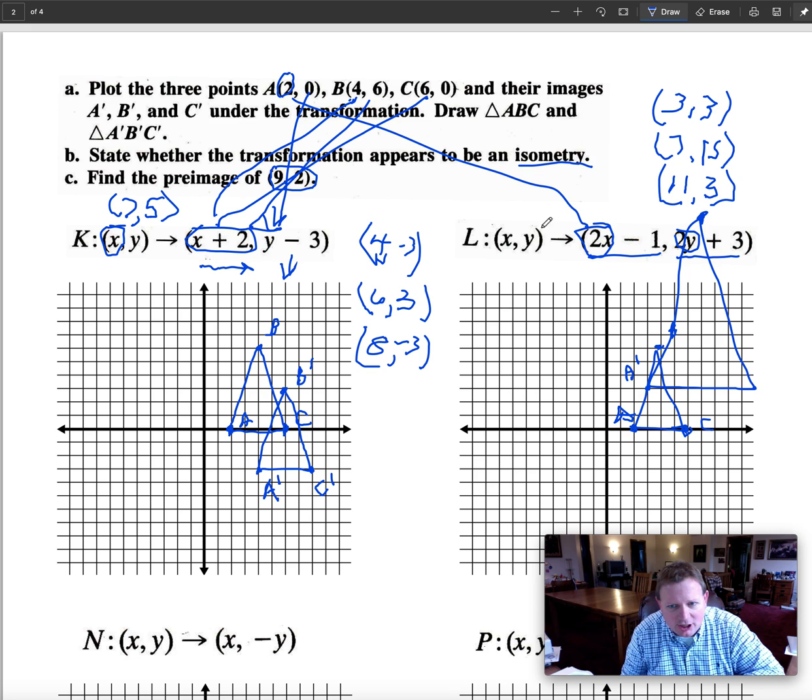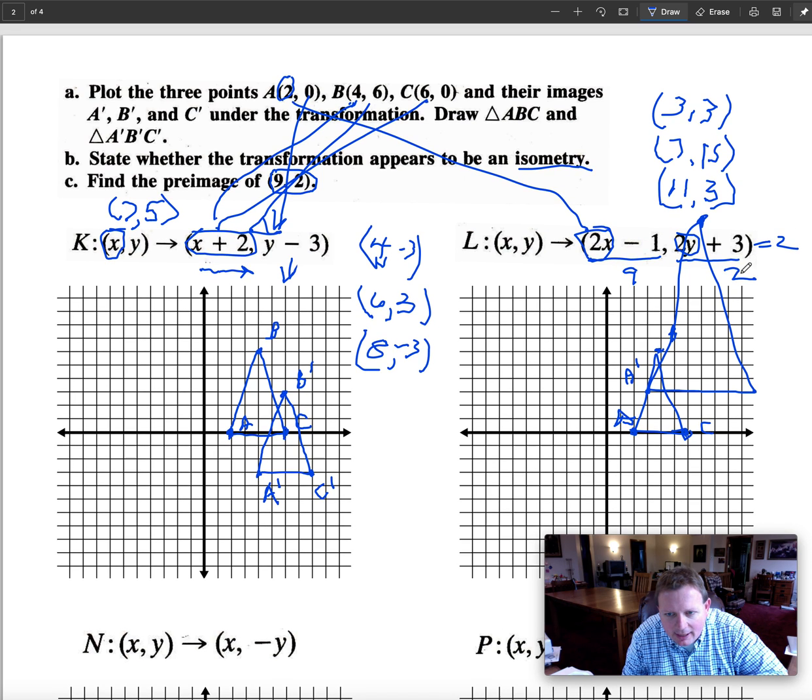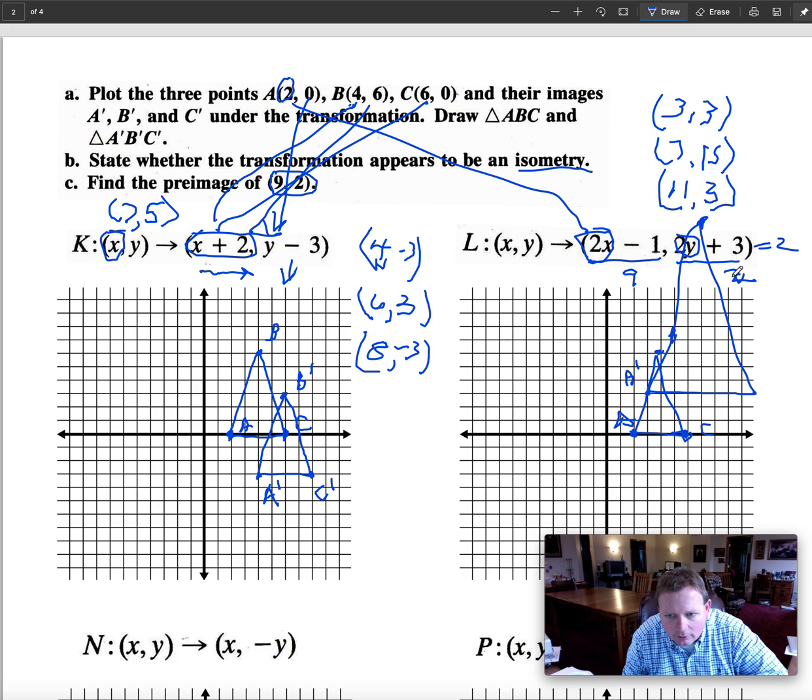Now, the pre-image here, you set this equal to 9. And you set this equal to 2. Set that equal to 2. And so you're going to get negative 1/2 for the third part. And then this, 2x minus 1 equals 9. Set this equal to 9. You'll get 10 and you'll get 5. So the second answer here is 5, negative 1/2.